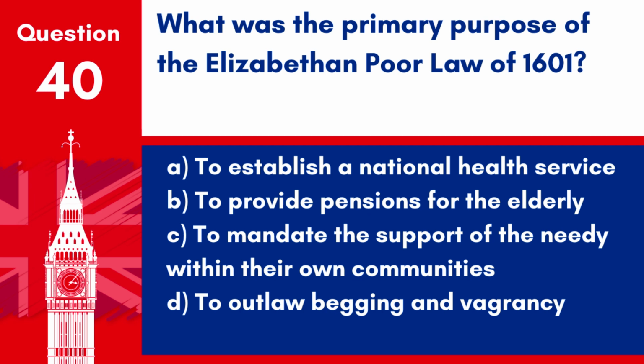Question 40. What was the primary purpose of the Elizabethan Poor Law of 1601? A. To establish a national health service. B. To provide pensions for the elderly. C. To mandate the support of the needy within their own communities. D. To outlaw begging and vagrancy.